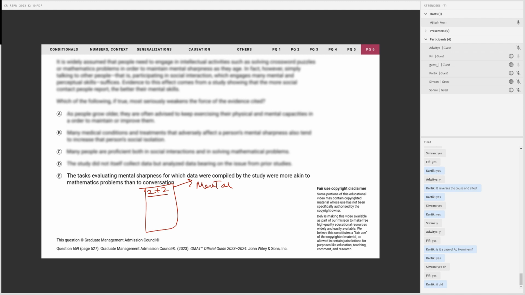So, as Shohini pointed out, this is pretty much irrelevant for us. As long as we don't have a reason to think that problems that are more like math than conversation are bad, we don't have any reason to keep option E. Quick check, is everyone okay with why E is out?